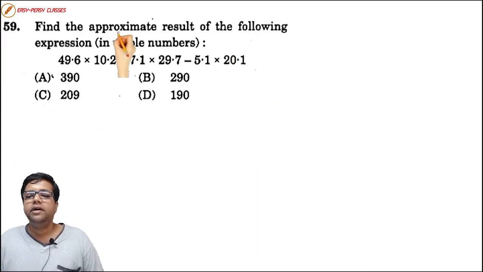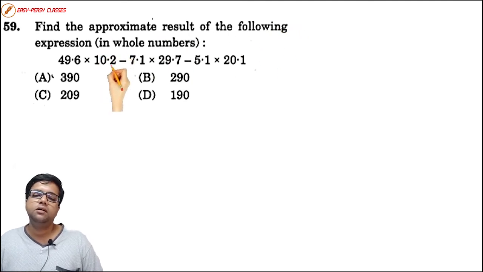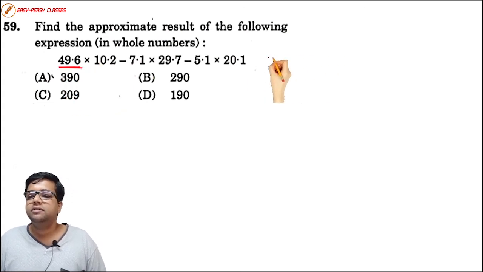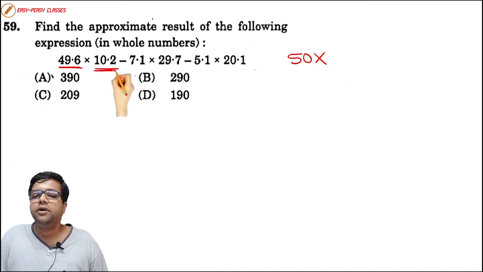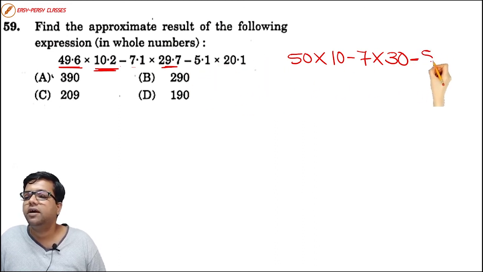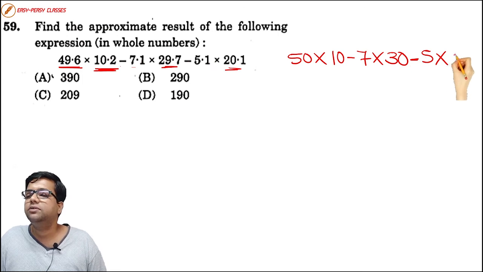So next question, find the approximate result of the following expression. All right, the approximate value of 49.6 is near to 50 into 10.2 is nearer to 10 minus 7.1 is nearer to 7 into 29.7 is nearer to 30 minus 5.1 is nearer to 5 into 20.1 is nearer to 20.